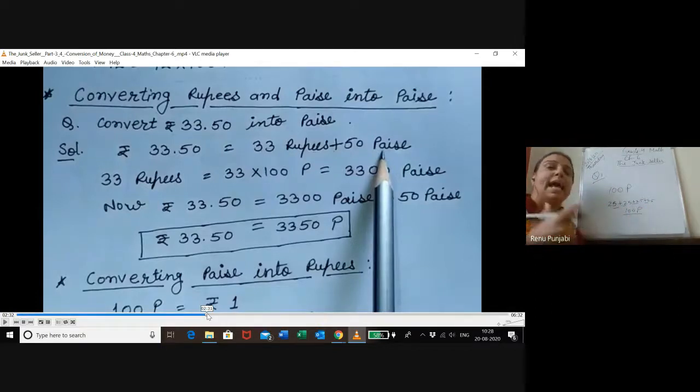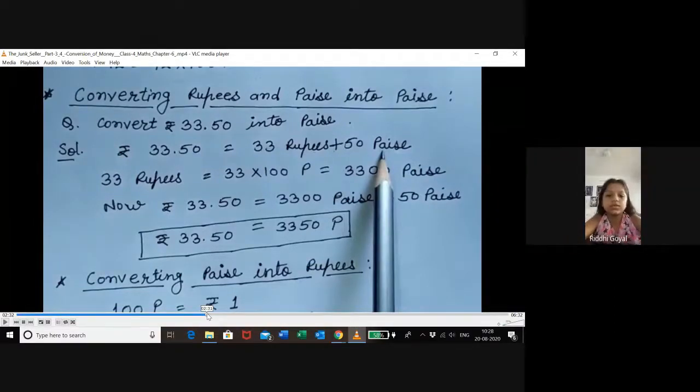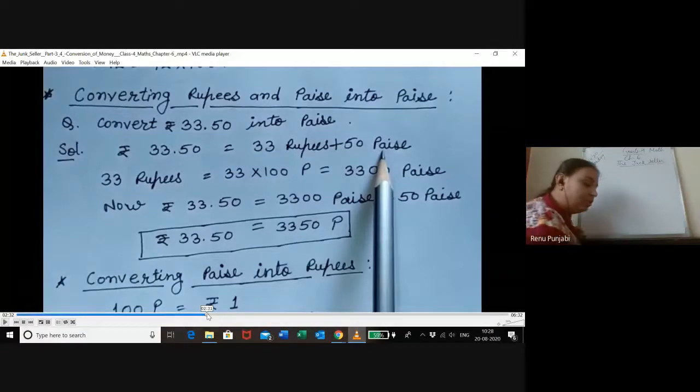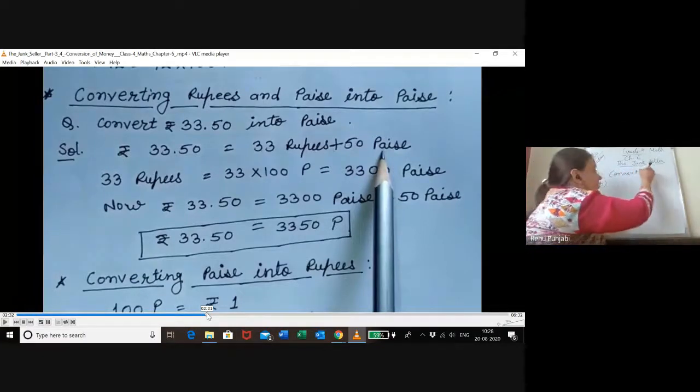Nowadays you directly have 1 rupee, 2 rupees, 3 rupees, right? Understood or not, Riddhi? Yes, ma'am. Understood. Now please do it. Those who have done this first one, I'm writing a few more questions for them, and they have to do it on their own in their notebook. So the question is: convert into paise.